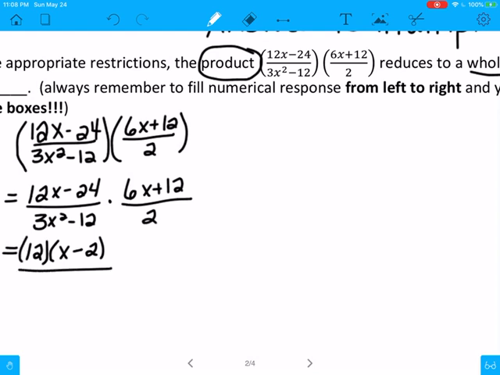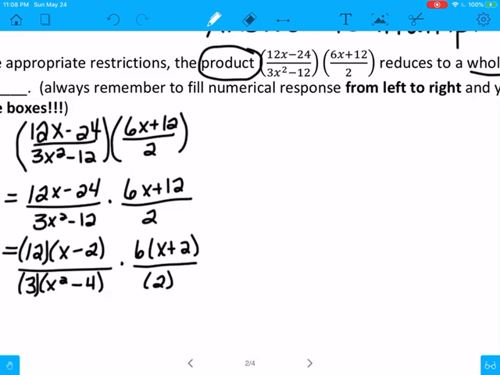We look at the bottom. We have 3x squared minus 12. We can take a 3 out, and we're left with x squared minus 4. Top right, we can take a 6 out, and we're left with x plus 2, because 6x divided by 6 is x, and 12 divided by 6 is 2. And then a 2.